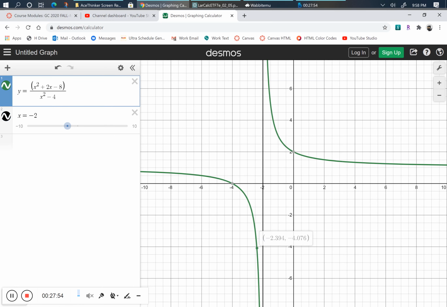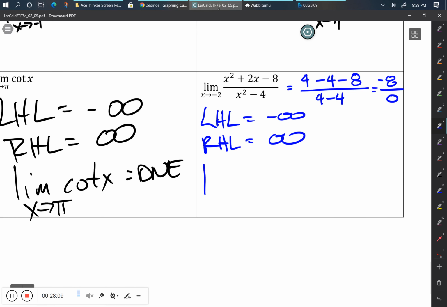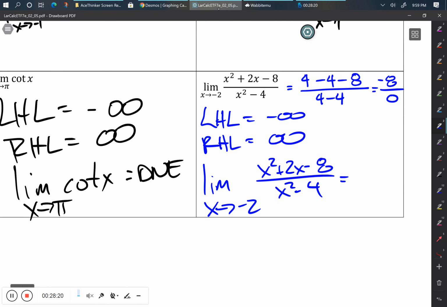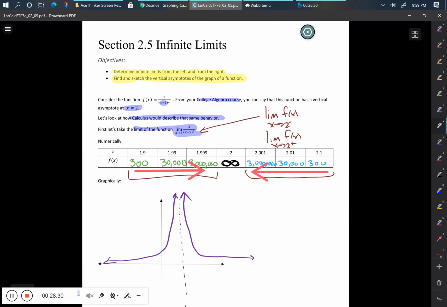Left side's going down. Right side's going up. Left hand limit is negative infinity. Right hand limit is positive infinity. So then what's the limit? It's a big old does not exist. Okay? All right, so this is section 2.5.